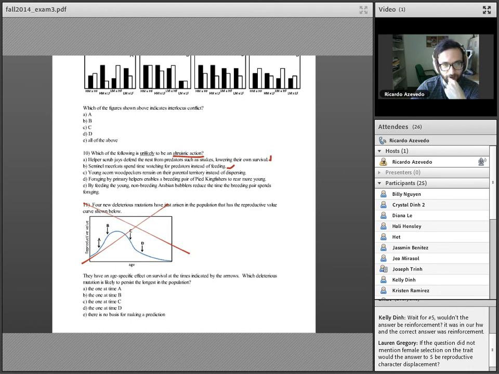Foraging by primary helpers enables a breeding pair of pied kingfishers to rear more young. That's also altruistic. Feeding the young, non-breeding Arabian babblers reduce the time the breeding pair spend foraging. That's also altruistic. So the only one that is not is C, right? So again, an altruistic behavior is wherever you have someone doing something that is not beneficial to them, and someone else, related or unrelated, depending on what sort of altruism it is, reaps the benefits of the action.